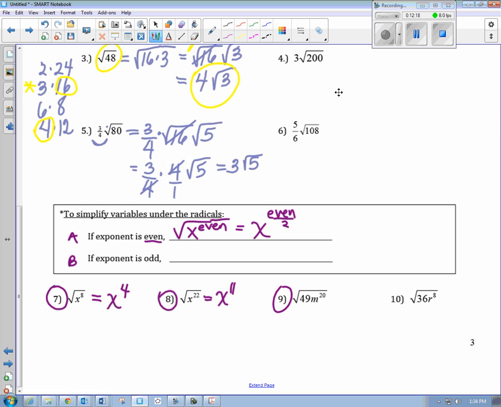For question 9, a little bit different here. We not only have a 49 under the radical, but we also have an m to the 20th. 49 is an actual number. So the square root of 49 and then the square root of m to the 20th, you may find it easier to separate those into two separate radicals. Square root of 49 we know is 7. Notice I'm square rooting that because it's a whole number. But the square root of m to the 20th, I'm going to divide the 20 by 2 because that is an exponent.